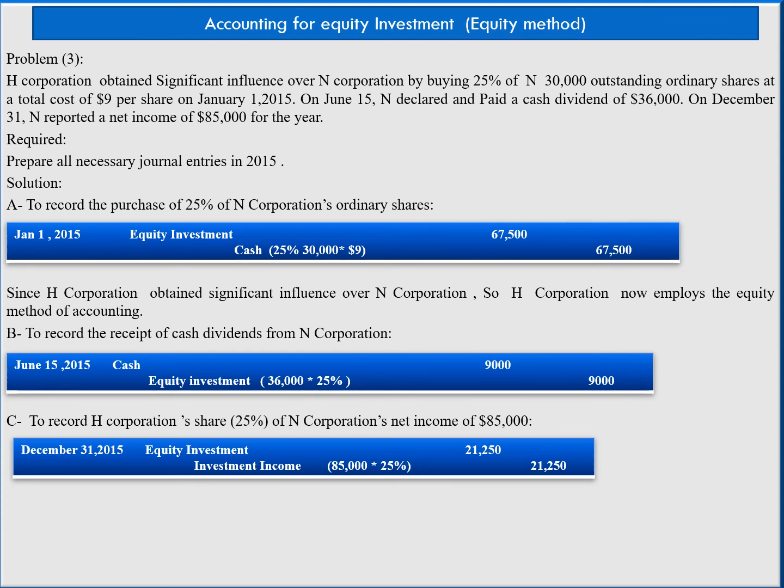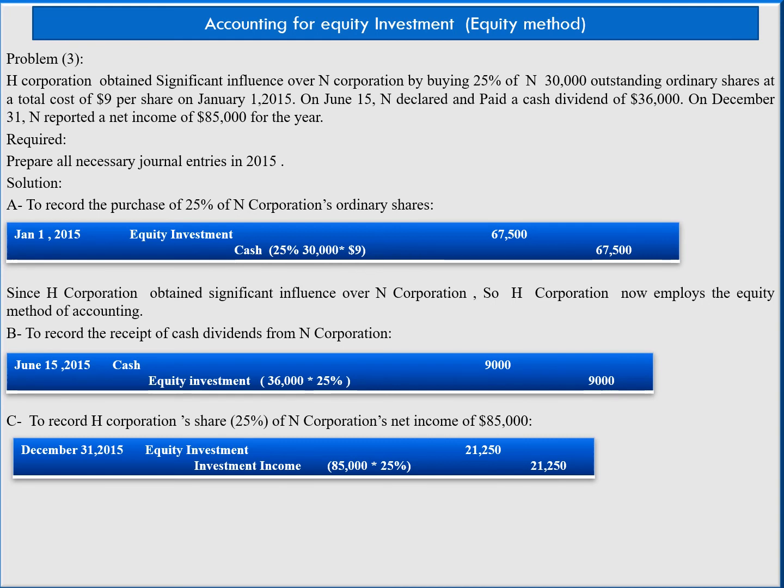تمام. أنا يا شباب اشتريت إيه؟ 25% of 30,000 outstanding ordinary shares of N corporation. يبقى 25% of 30,000 ordinary shares times $9 اللي هو يا شباب الكوست بير شير. تمام. يبقى الايكويتي انفستمنت كوست تطلع بكام؟ $67,500. يبقى ده معناه يا شباب إن we record the equity investment initially at the cost.